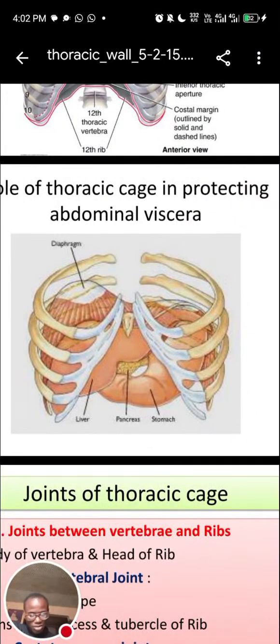Okay, so we are done with what? The extent. We are done from the superior mediastinum through the inferior mediastinum to the posterior mediastinum. Okay, and then the function. Let's look at the function.